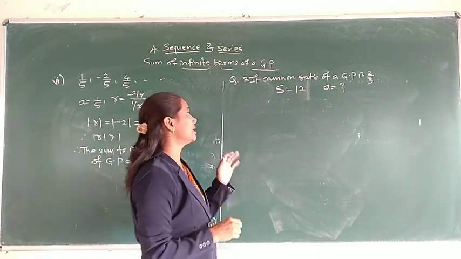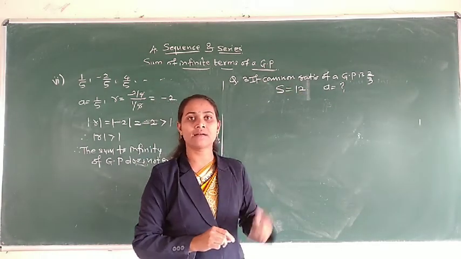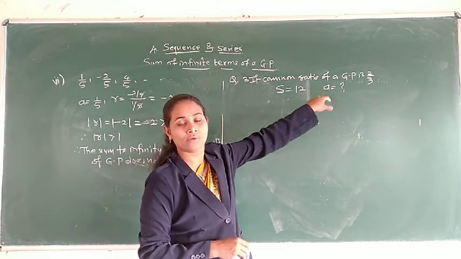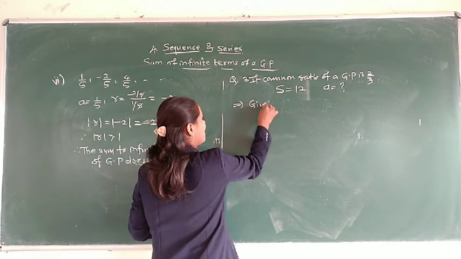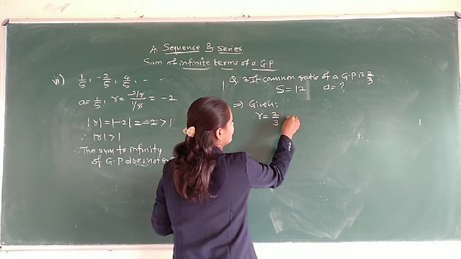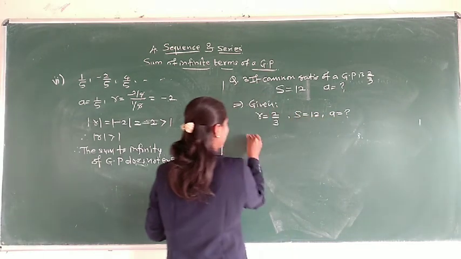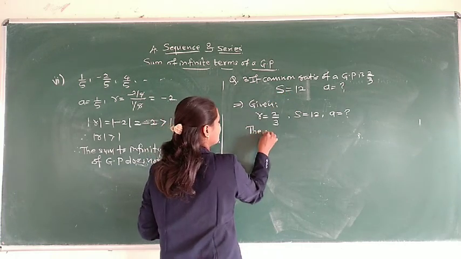See the question here. We have been given the common ratio of a GP, that means the value of r is 2/3, and the sum to infinity of the GP is 12. Here we have to find the value of the first term. What is given here? Common ratio r is 2/3, sum to infinity is 12, and we have to find the first term a. Here we use the formula for sum to infinity.